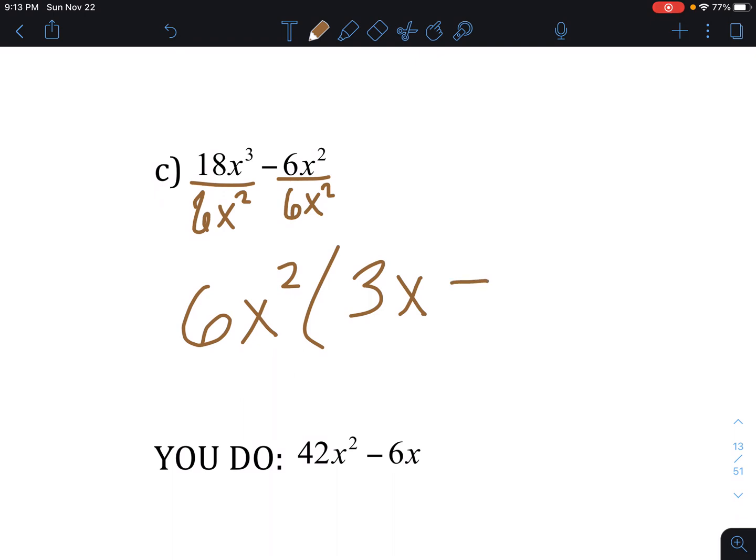Then a minus. Now, here, it's dividing by itself. So that would be 1. The x squareds would cancel out. Anything divided by itself is 1. Just a 1 without an x.